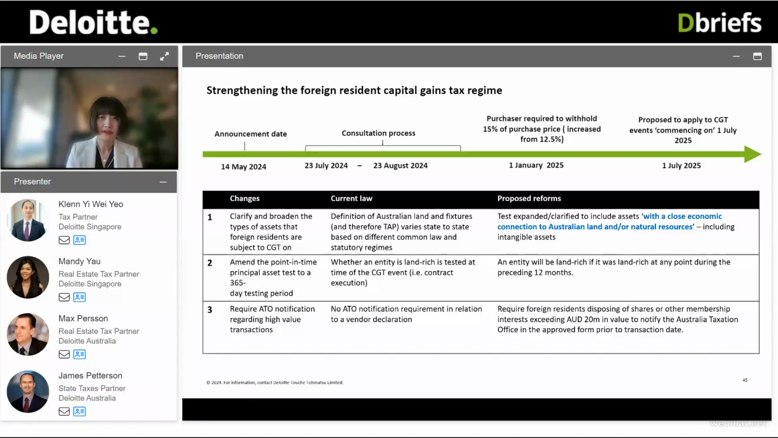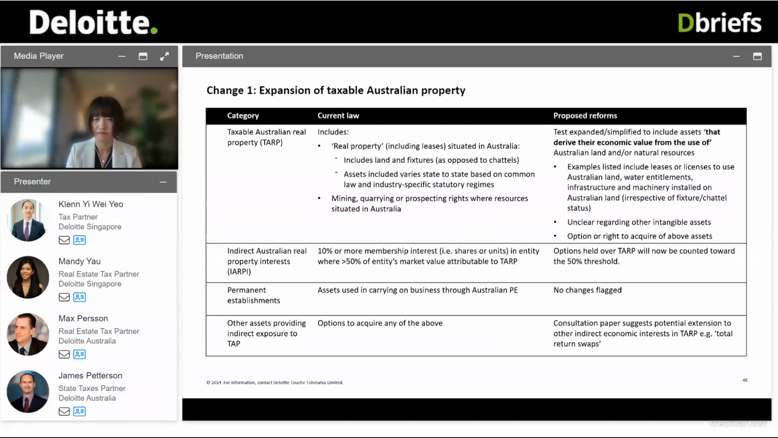Next slide. The first change is in relation to expanding the definition of Australian real property. Under the current legislation, real property is not specifically defined and takes its ordinary meaning. It generally includes land and assets fixed to the land at common law as modified by the relevant states and territory legislation. However, because the definition can vary by states, it creates uncertainty and different tax treatment across Australia. This reform will address these issues, ensuring foreign residents are subject to consistent CGT treatment across Australia.